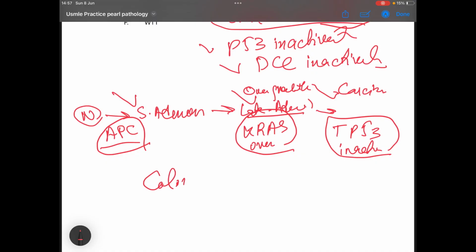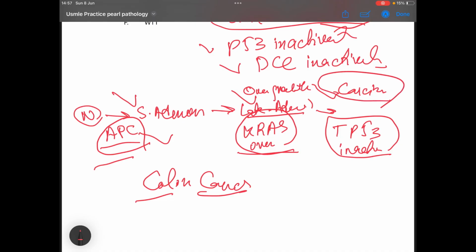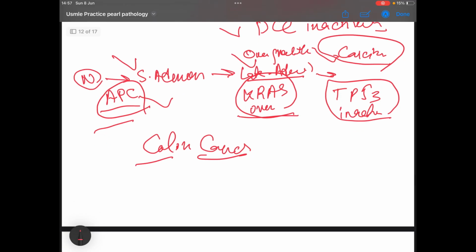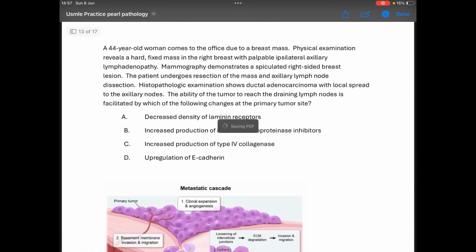Acquiring cancer is so important. And again, I am saying if a normal tissue is converting into small adenoma, then APC inactivation is there. For small adenoma converting to late adenoma, then KRAS overexpression is there. If late adenoma is converting to carcinoma, then it requires TP53 inactivation. Okay? Now we are moving to the next question.